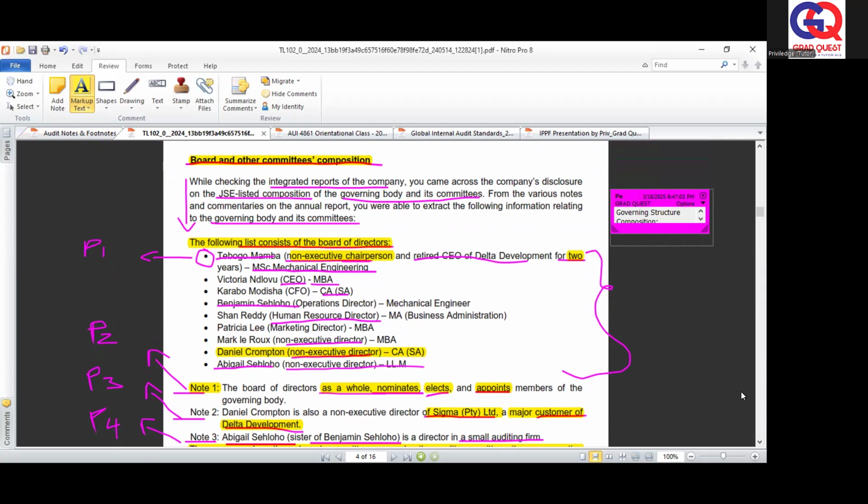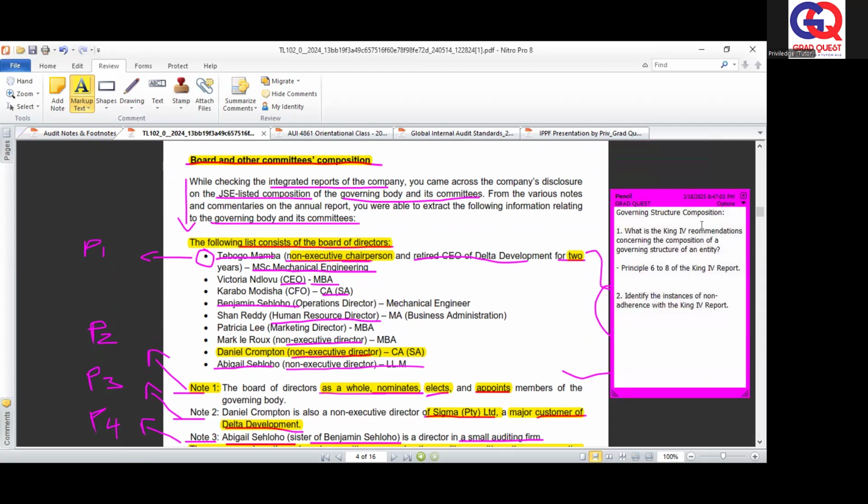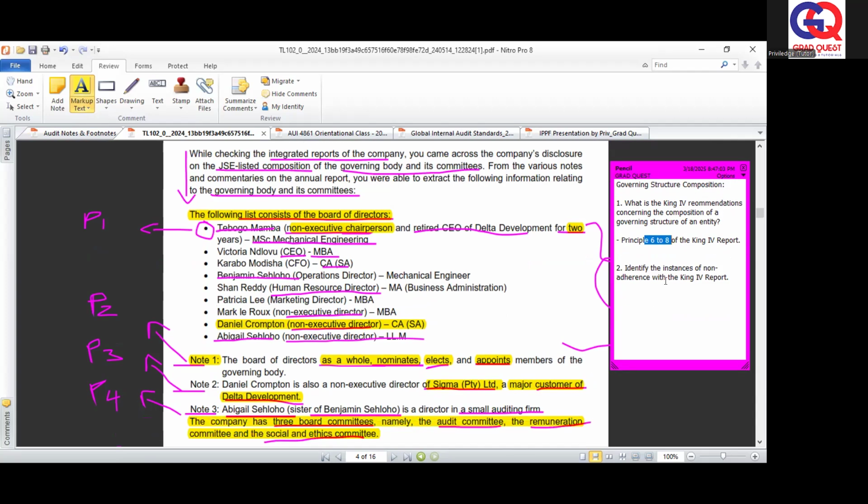So what I also then did, this was just explaining the governing structure. Just as a way to guide how you could have answered this: the point of debate could have been to ask yourself, what recommendation of the King 4 report has been violated in the context of what you are provided with? That, of course, falls between principles 6 to 8 of the King 4 report. And then you identify the instances of non-adherence.